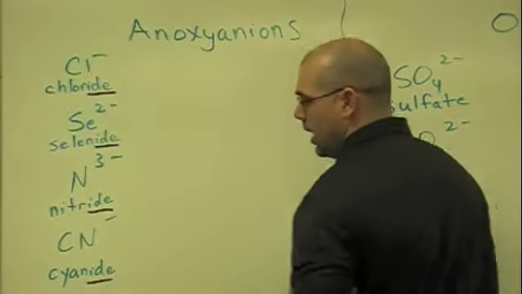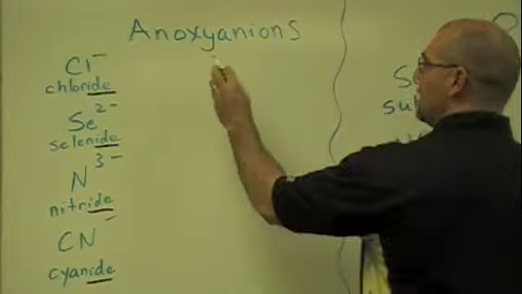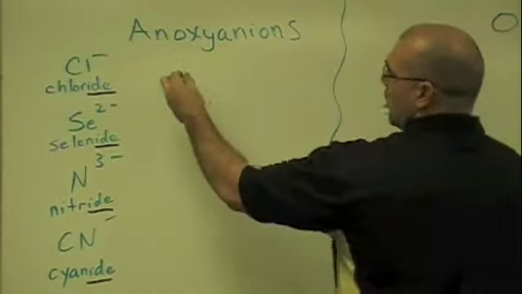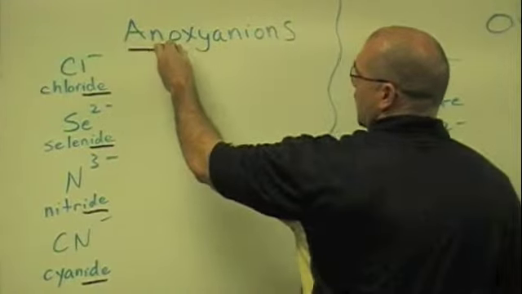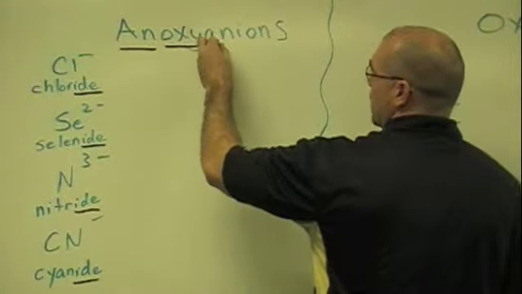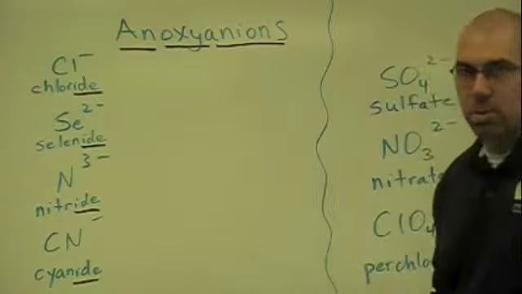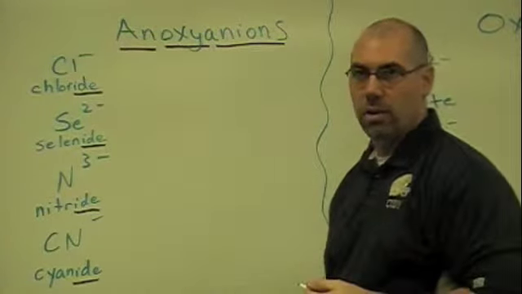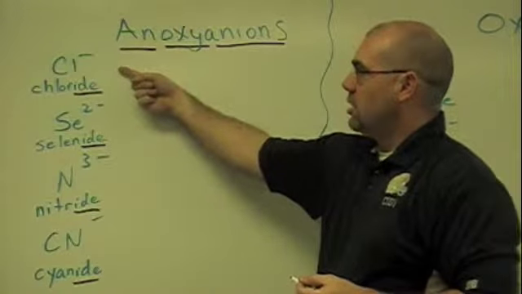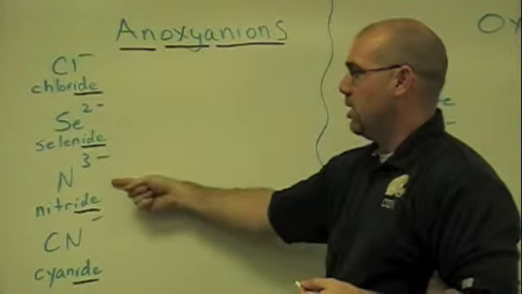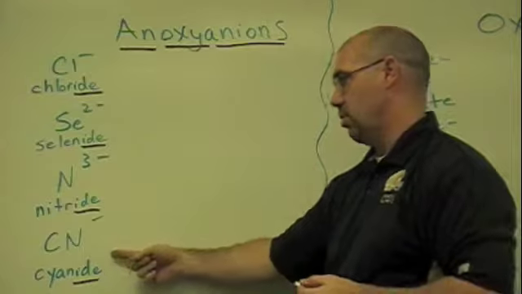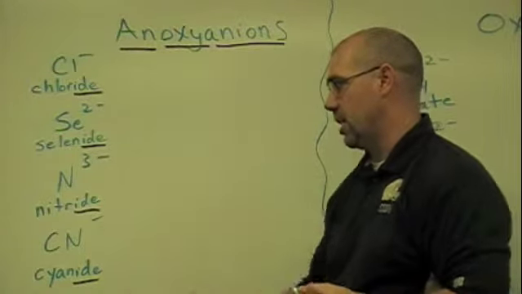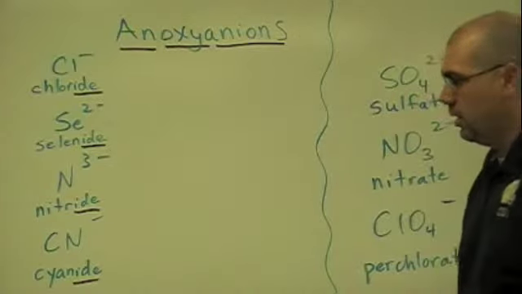These guys all end in ide. The ides are referred to as anoxy-anions. So what the heck does that mean? Well, an means no, oxy refers to oxygen, and anion is a negatively charged particle. So these are negative things that have no O in them. As you can see, we have Cl minus, Se2 minus, N3 minus, and one of the only polyatomic ions that fits into this category, cyanide, which is CN with a charge of -1.